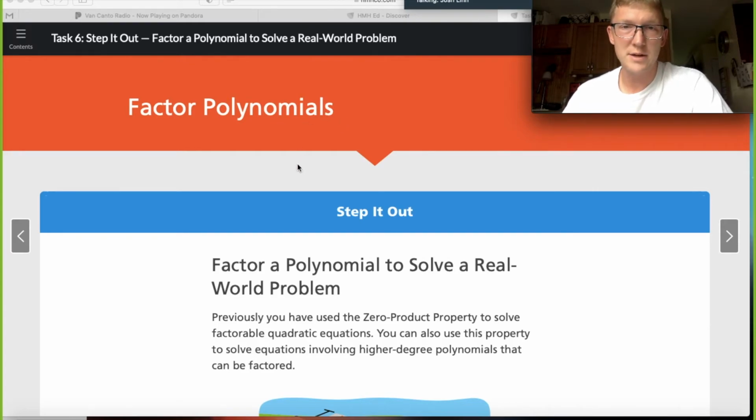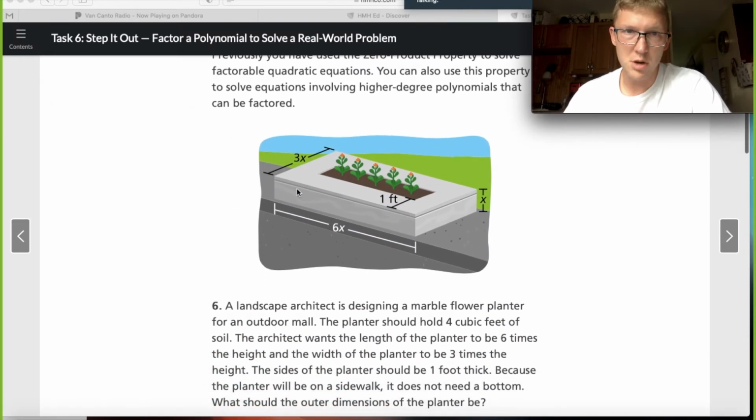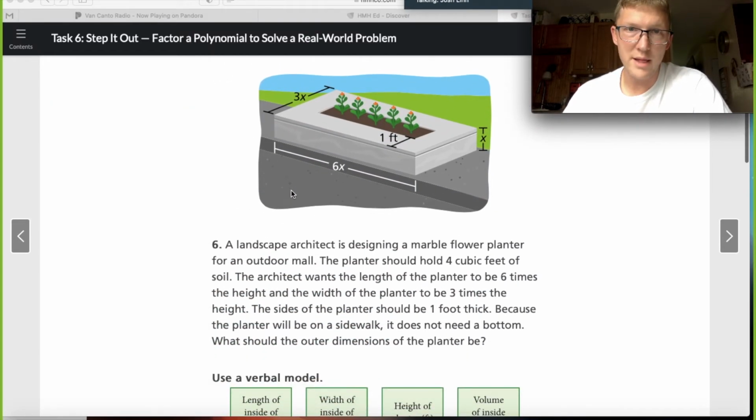So this is factor polynomial to solve a real world problem, aka a word problem. We've got a landscape architect designing a marble flower planter for an outdoor mall. The planter should hold 4 cubic feet of soil. The architect wants the length of the planter to be 6 times the height and the width of the planter to be 3 times the height. The sides of the planter should be 1 foot thick. Because the planter will be on a sidewalk, it does not need a bottom. What should the outer dimensions of the planter be?